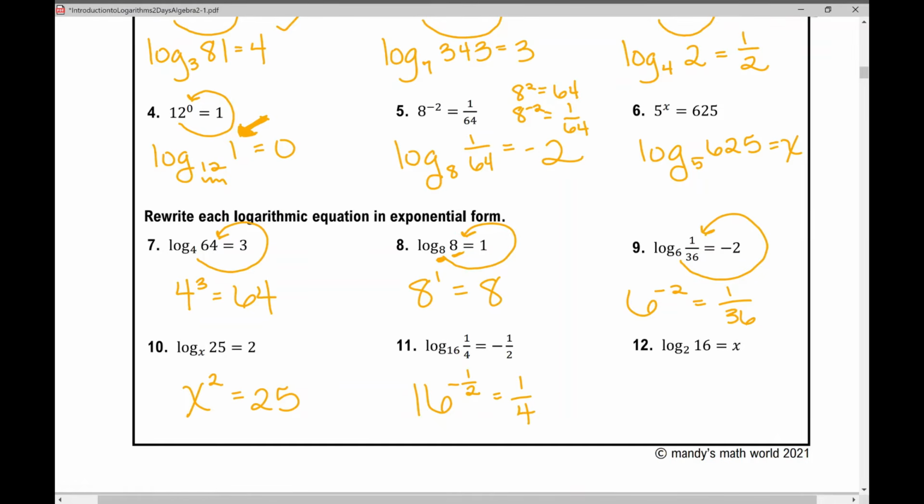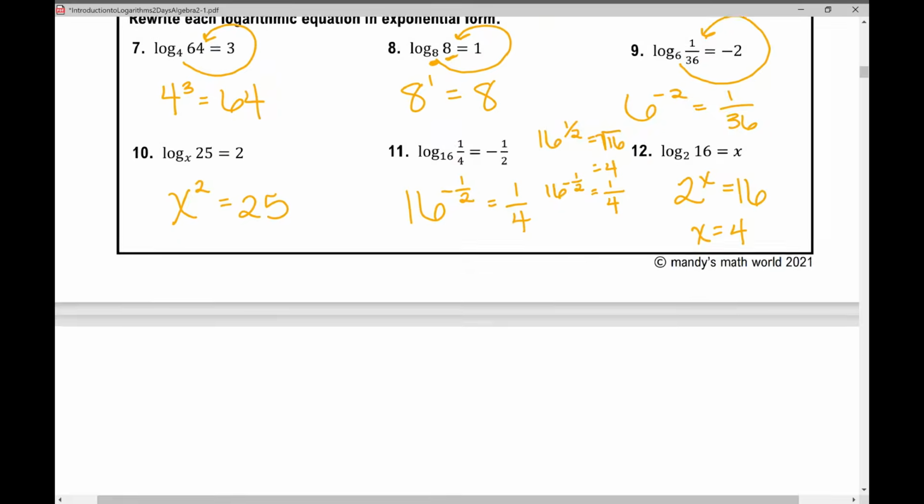So let's break this down, because some of you might go, what? 16 to the power of 1/2 is just the square root of 16. And what is the square root of 16? It's 4. So 16 to the power of negative 1/2 is going to be 1 over 4. Let's move on to number 12. 2 to the power of x equals 16. Some of you might be able to say, well, x would be 4, right? 2 to the power of 4 is 16, which you're not asked to do in these, but you can figure those out.